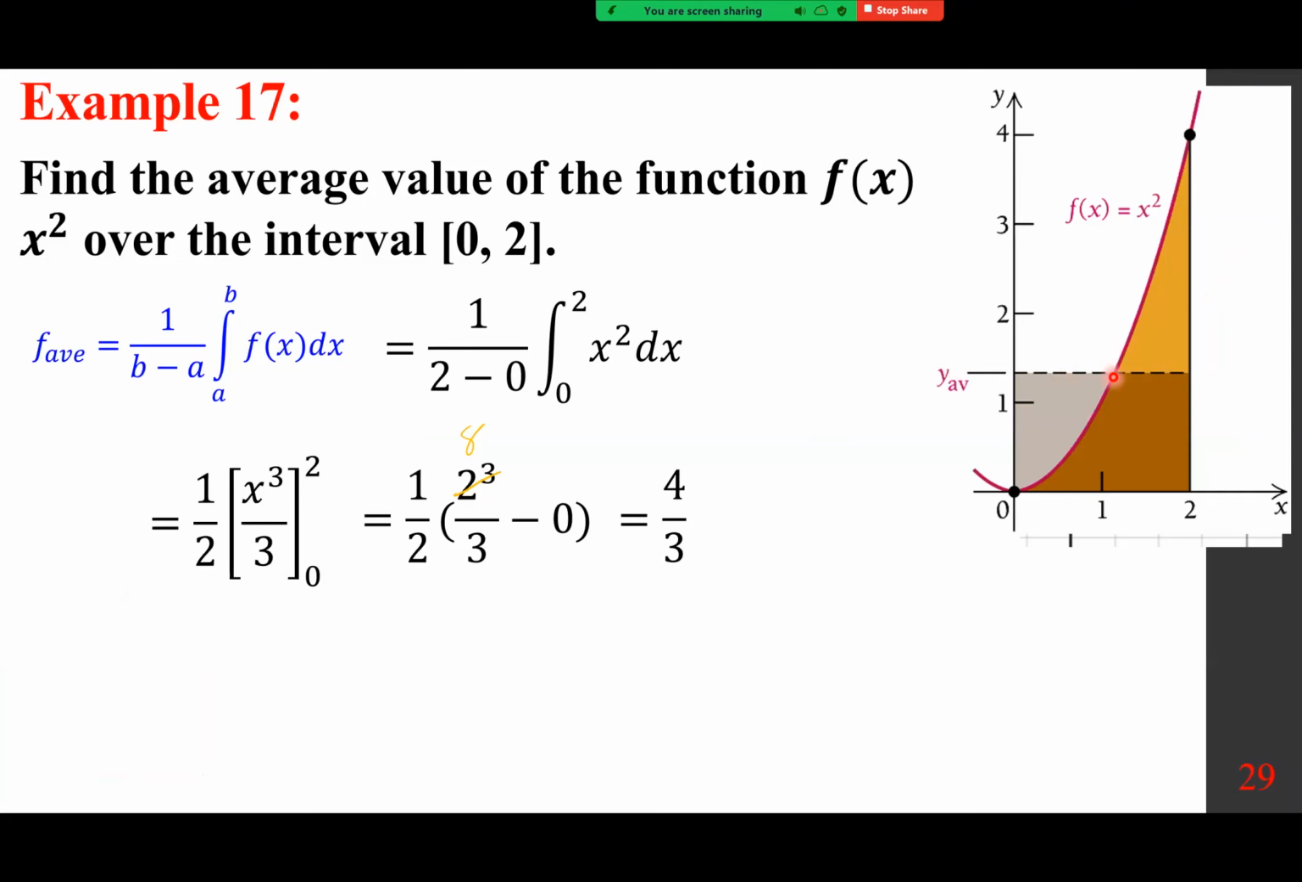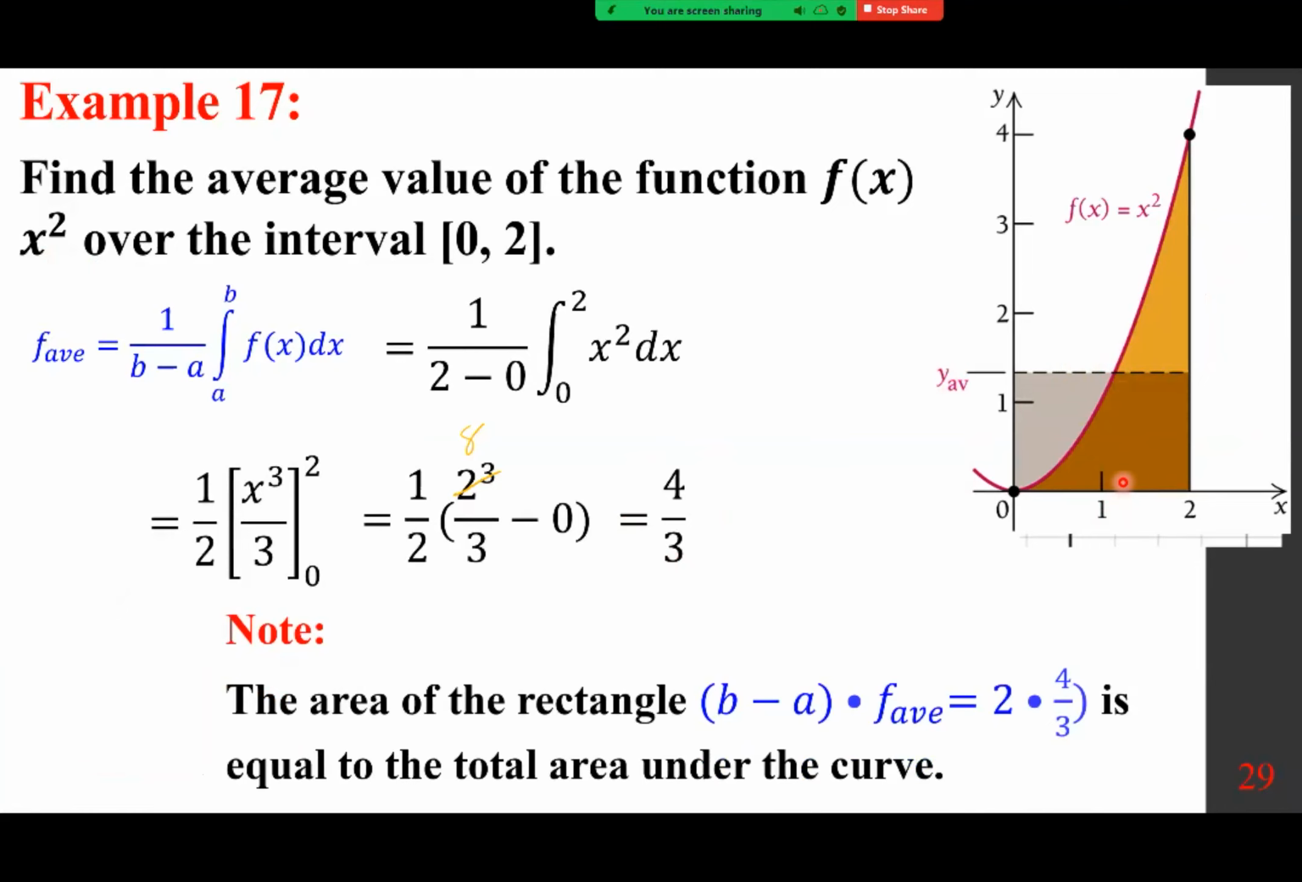So there is some point, and by the way, we can figure out what that is. If we set this one equal to 4/3, we can find the x coordinate of this point. So this point has some x coordinate, which we haven't found. But here's what you want to know. The area of the rectangle, again, which is b minus a, in this case 2 minus 0, times f average. So b minus a is 2, and f average, we found it to be 4/3, it's 8/3. So this rectangle has the area of 8/3.